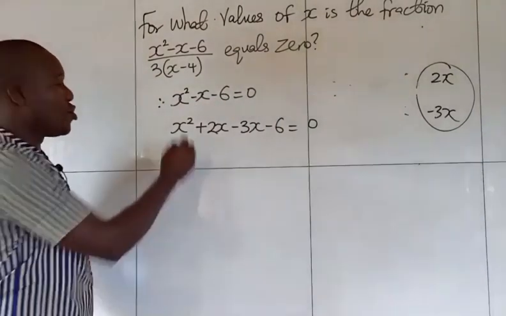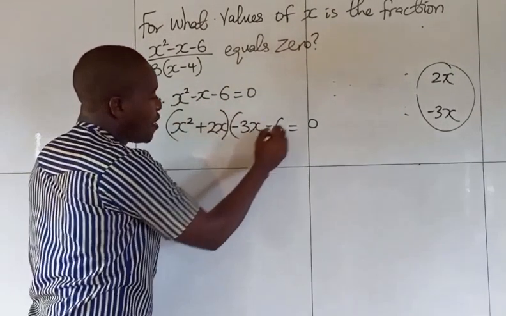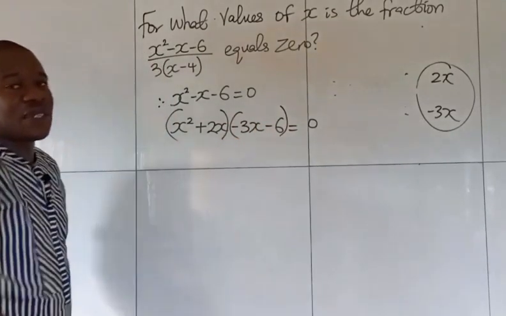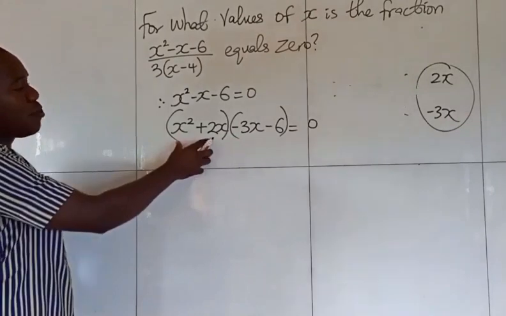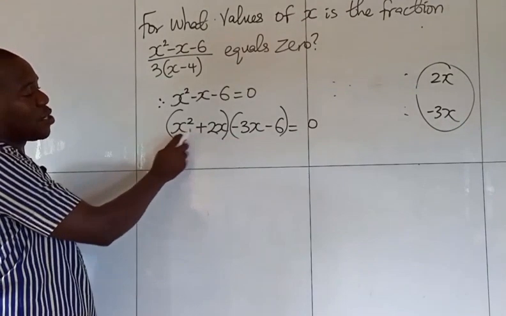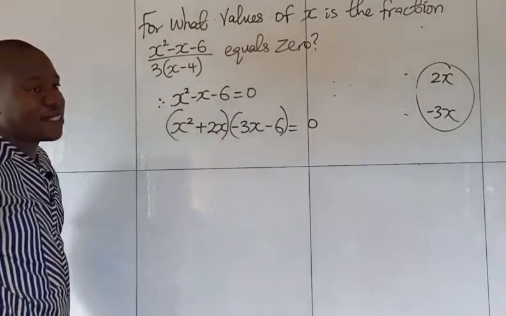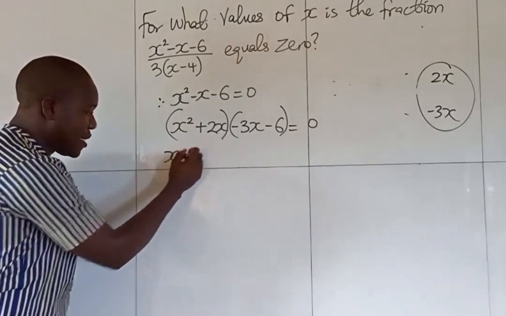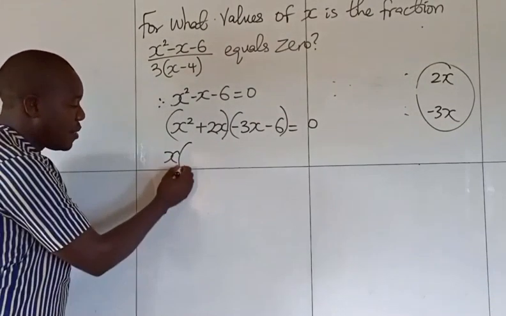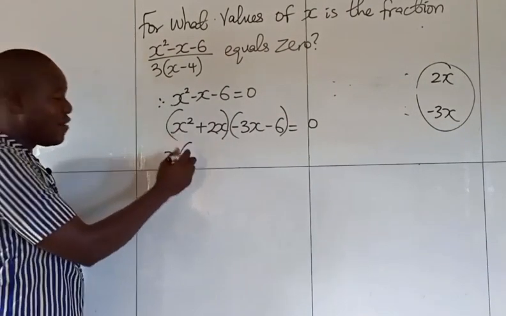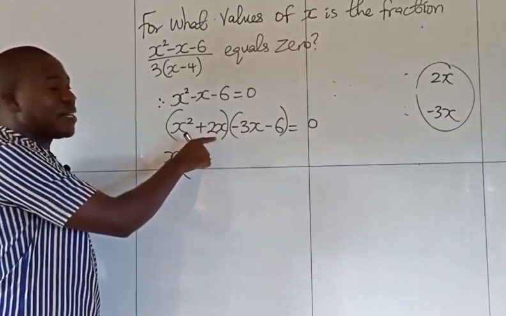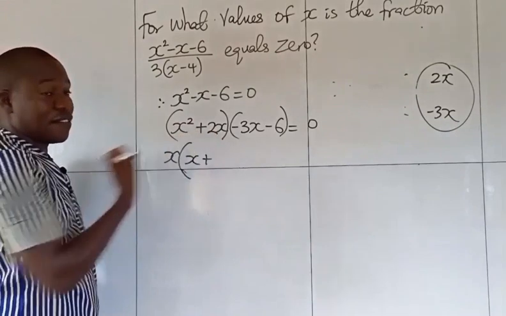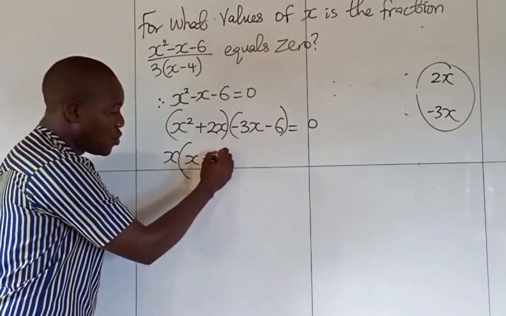But the essence is to group them in pairs so that we can factorize. So I have a pair here, I have another pair here. From the first pair, the common thing in these two expressions is x. So I can bring out x, I can factorize x out. When I bring out x from x squared, I have only one x left. Plus, when I factorize x from 2x, I've removed the x, you divide by x, you have 2 left.